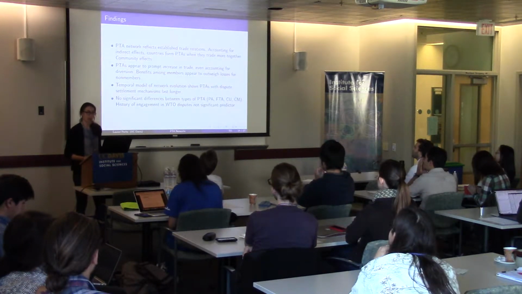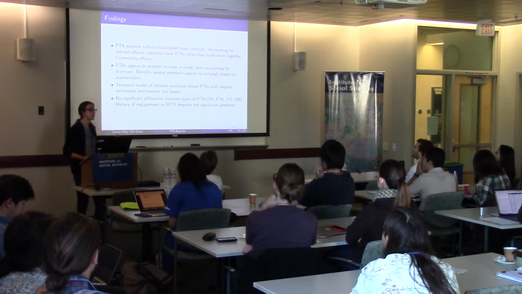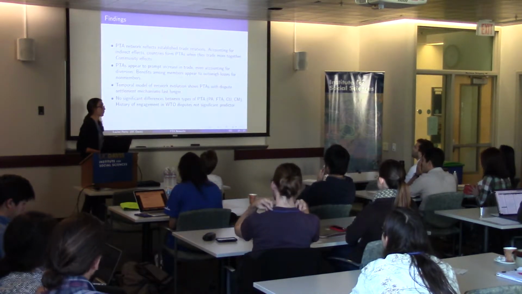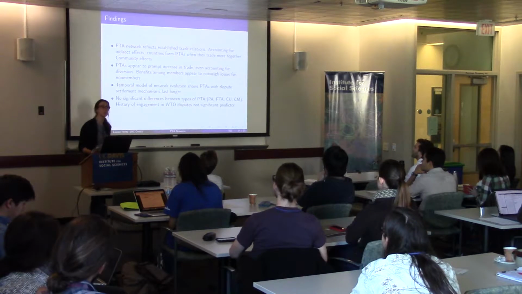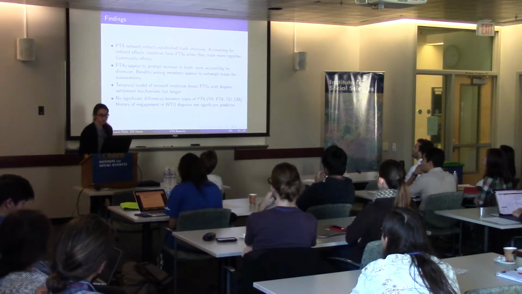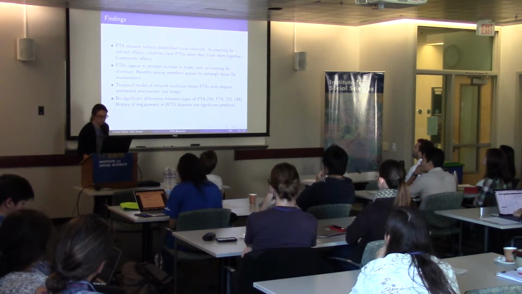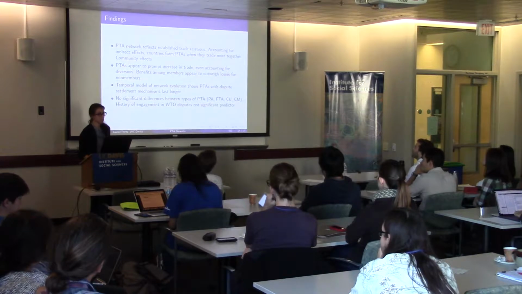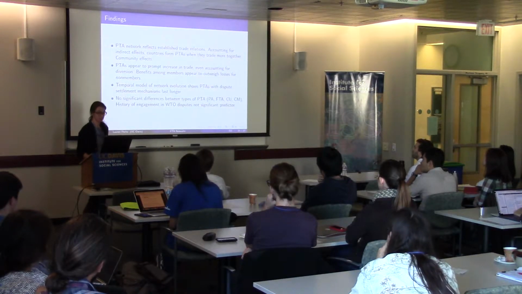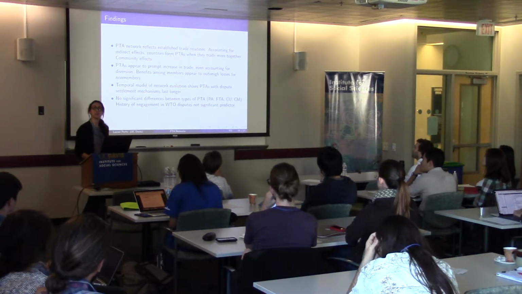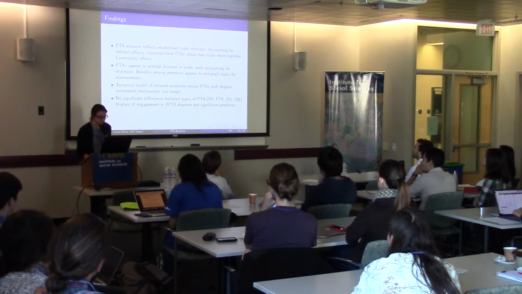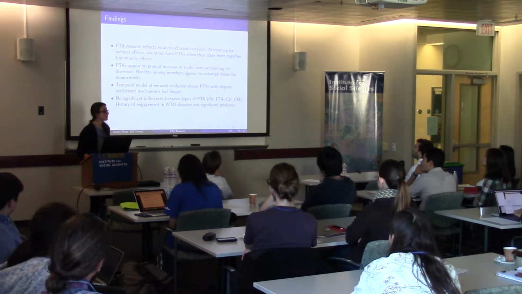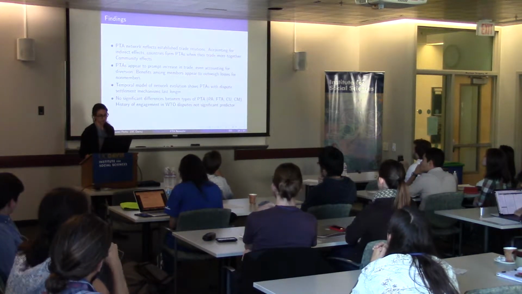So let me just wrap up some of the findings that I've shown to you today and some of the extensions that I've explored. First and most reliably, preferential trade agreement networks reflect established trade relations between countries. Once we account for the indirect effect, it's clear that countries form PTAs when they trade more together. There are clear community effects. However, there's less support for a balancing effect, in which countries form preferential trade agreements to improve bargaining leverage over others.